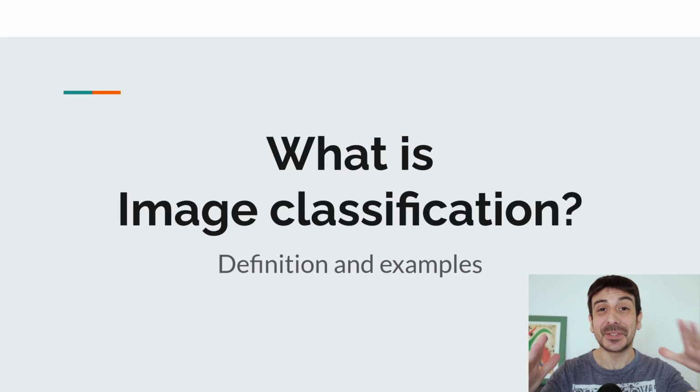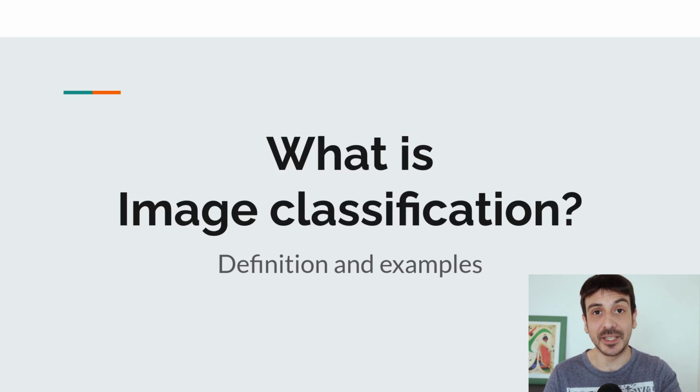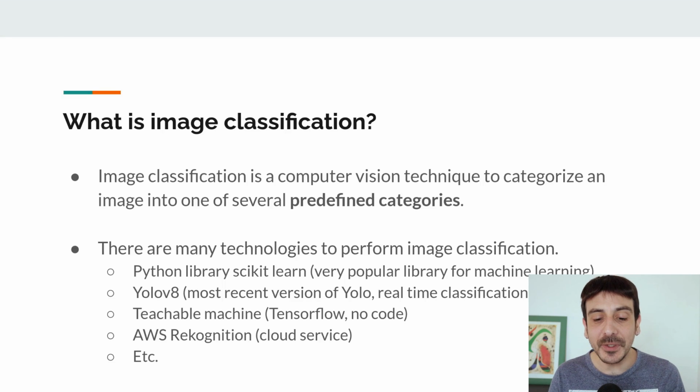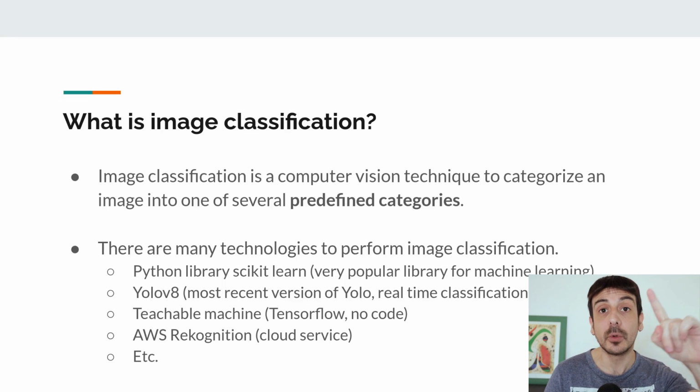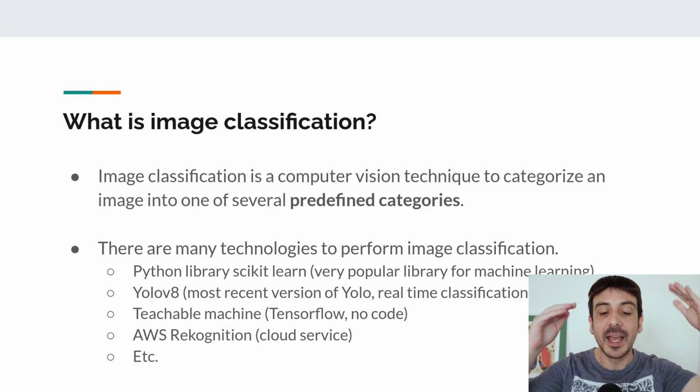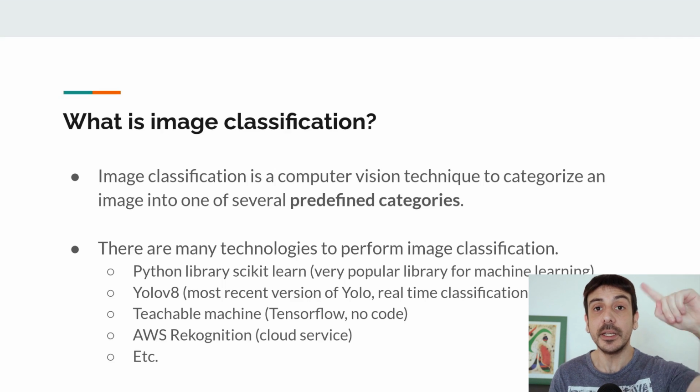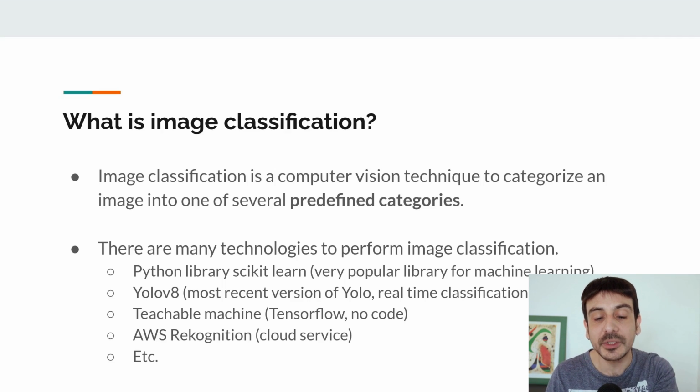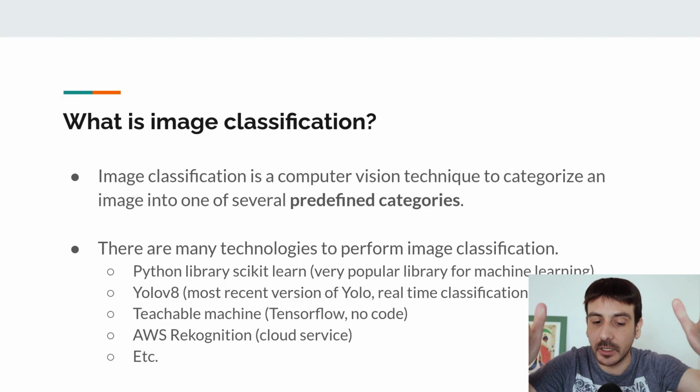So let's get started with this course about image classification, and the first thing we will be discussing is what is image classification. I'm going to share with you a very simple definition and a few examples. Image classification is a computer vision technique to categorize an image into one of several predefined categories. And this is very important, we will be categorizing an image into one of several predefined categories.